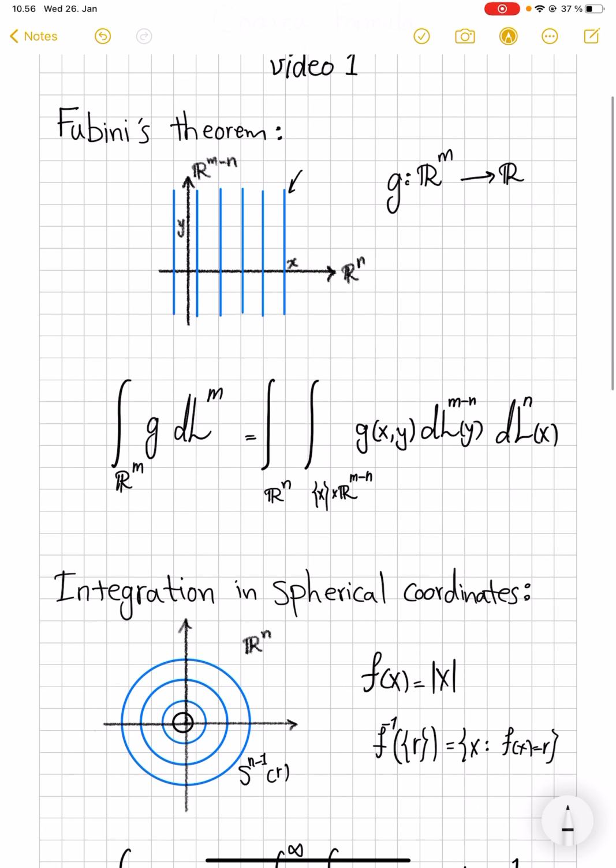In this other picture, the foliation, if we write xy for a point in Rm, where x comes from Rn and y comes from Rm minus n, I may have misspoken there, this f equals x, so this is just a projection map. And these blue sets are just pre-images of the function f.